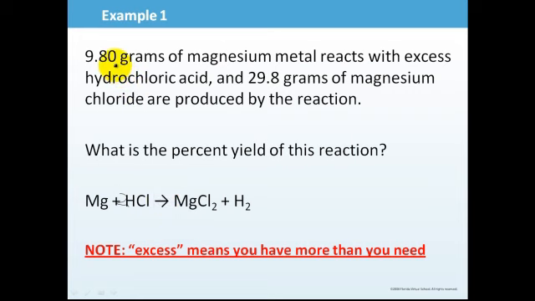Now as far as the information we need, we started with 9.8 grams of magnesium, so that's the Mg, with excess hydrochloric acid. Excess just means we have a lot of it. You can almost think of it as I have an endless or abundant amount of hydrochloric acid. Therefore, it's not going to affect the final product. It's not the limiting reactant, it's the excess reactant. So in this case, the magnesium is the limiting reactant. So that's the one we're going to use in our stoichiometry to determine the theoretical yield.